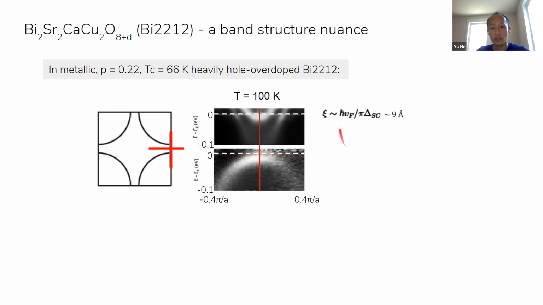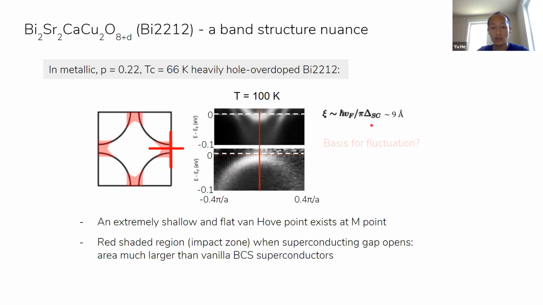And we can extract the BCS correlation length based on the Fermi velocity and the gap size we measure experimentally. And we see that it's only about 9 angstrom. So this is only 2 to 3 lattice constants in size. This is a very short correlation length. Therefore, superconductivity will have an innate tendency to fluctuate heavily. And therefore, after noticing this band structure nuance, we already think maybe there's some merit for superconducting fluctuation, given that very shallow, flat, near-antinodal band structure.